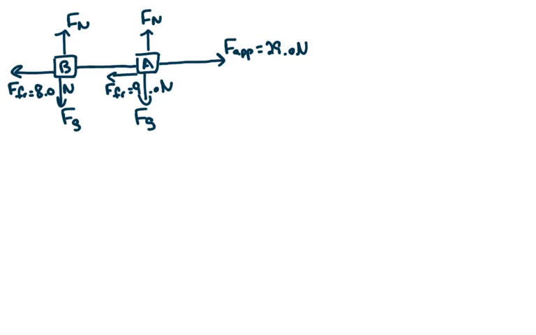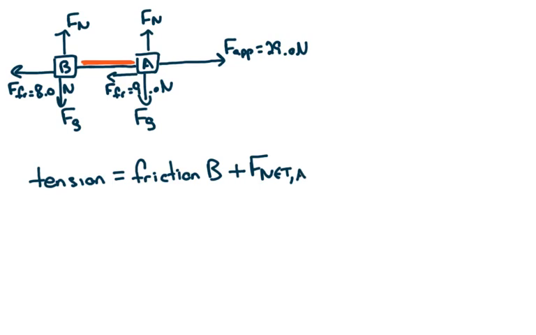So when I'm asking for the tension in the rope connecting the sleds, this is the rope connecting the sleds, we need to take into account all of the things that are acting on that rope. So what is acting on that rope? Well, that rope is getting pulled backwards by the friction on sled B. And it's also being pulled forward by the force on sled A, specifically the net force on sled A. Well, we know the force of friction on sled B is 8 newtons.